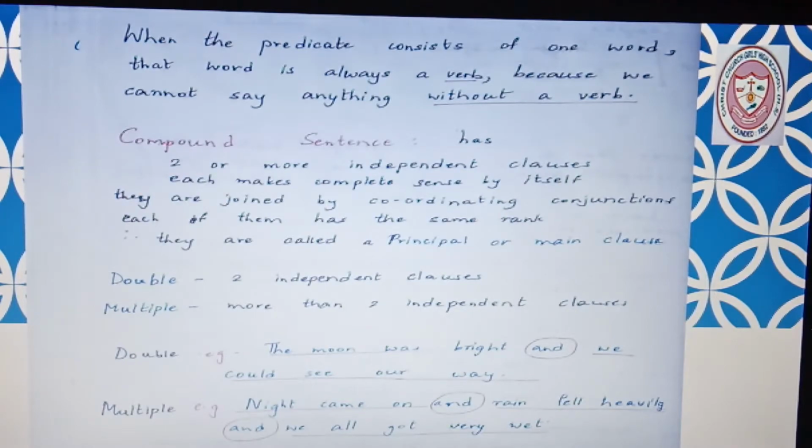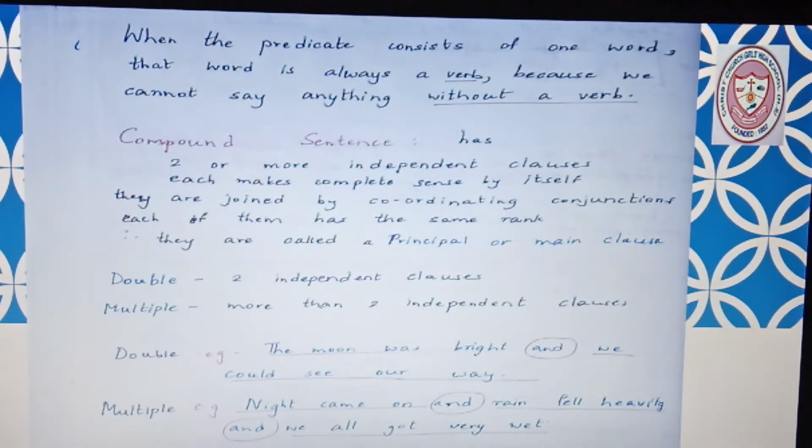These clauses are joined by coordinating conjunctions. Each of the clauses has the same rank, meaning they are of equal rank. Therefore, they are called principal or main clauses. Compound sentences can be of two types: double, where you have two independent clauses, and multiple, where you have more than two independent clauses.